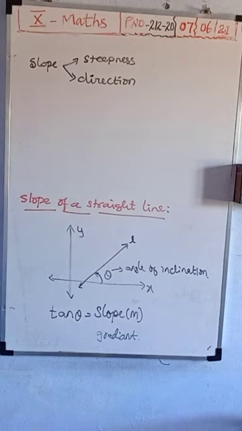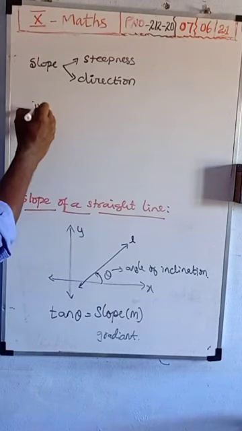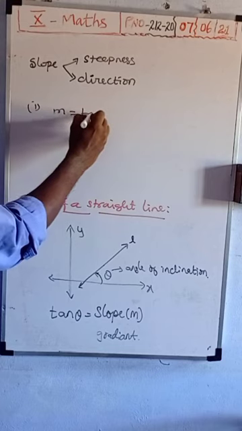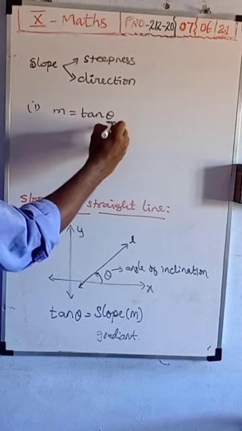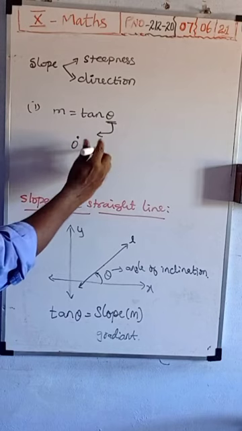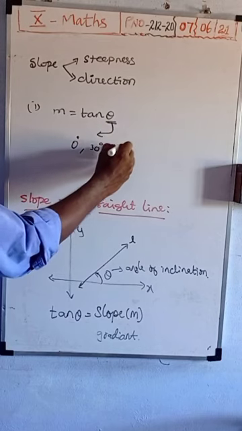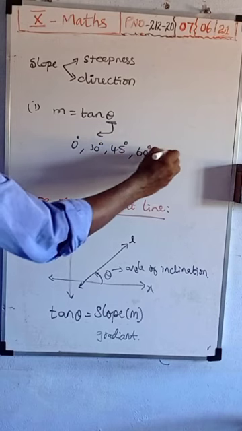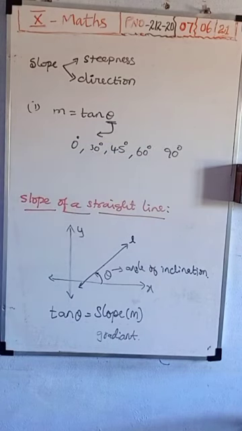So in a graph, this is the first point: m is equal to tan theta. So we know the angle of inclination: the angle is 0 degree, then 30 degree, 45 degree, 60 degree and 90 degree. So these are the values. We will get tan theta, tan 0 degree, tan 30 degree, tan 45 degree, tan 60 degree, tan 90 degree values, which give us the slope.